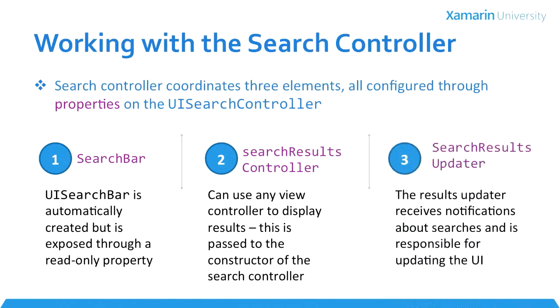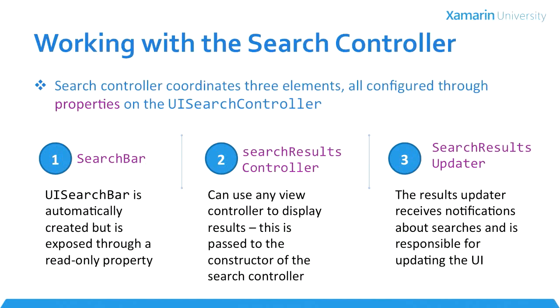Now you implement a new class which acts as a mediator between the search controller, search bar and search results. And as the user types into the search bar, this new search results updater is now responsible for refreshing the results in your custom view controller. Now you can implement this however you like, and in the lab exercise coming up, you're going to use an event to connect the 2 pieces together.